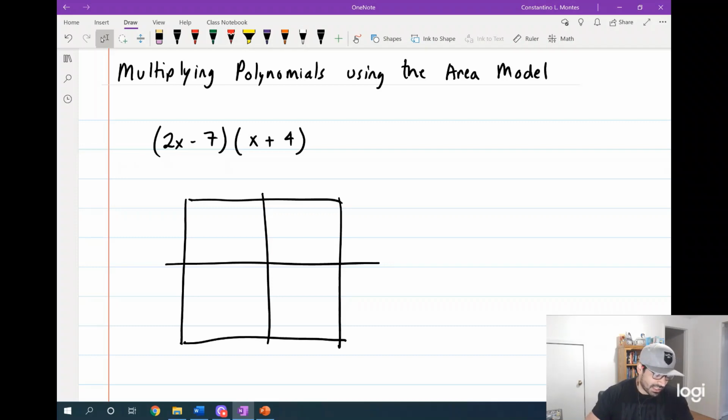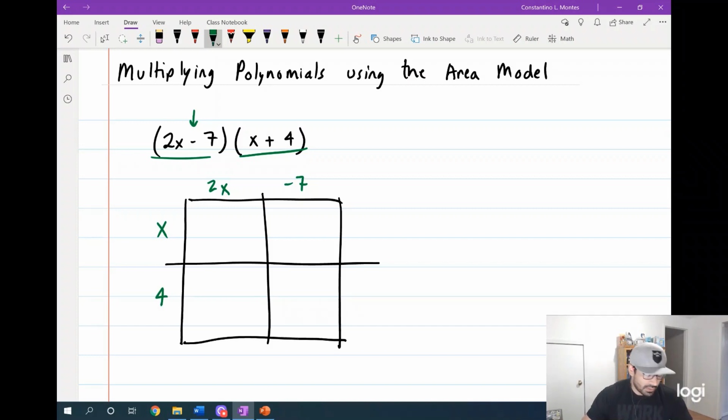We got 2x minus 7, and we got x plus 4. If we're going to multiply using the area model, we're going to have to draw a square, and there's going to be 1, 2, 3, 4 compartments in that square. The square doesn't have to be perfect. We're going to put down the first term here, 2x, and then our next term down here is negative 7. Remember, if this is a minus, we got to keep that attached to that second term. On the left-hand side, we have x, and that's for this factor, and then we have positive 4.